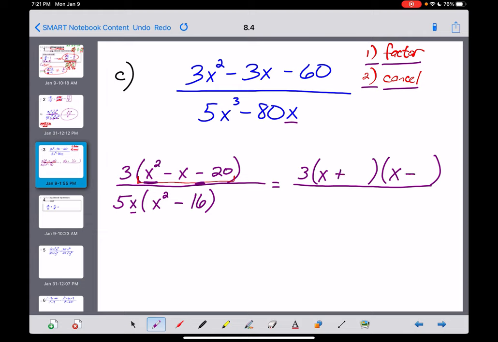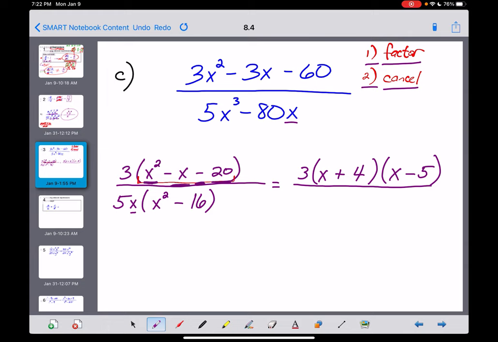And I need 2 numbers now that multiply to negative 20 and add up to negative 1. So those 2 numbers are going to be 5 and 4, better yet, negative 5 and positive 4. And you could check this using FOIL, guys. Your outer product would be negative 5x, your inner product would be positive 4x, and that adds up to the negative x that we needed right there. So, okay, I'm pretty confident there that we have done the factoring correctly up in the numerator.